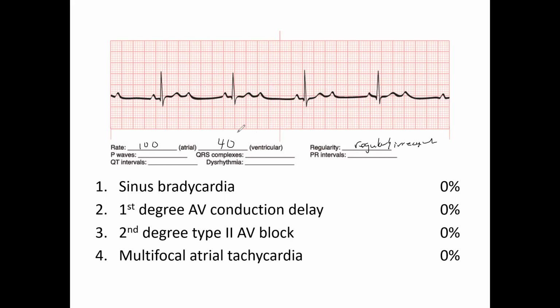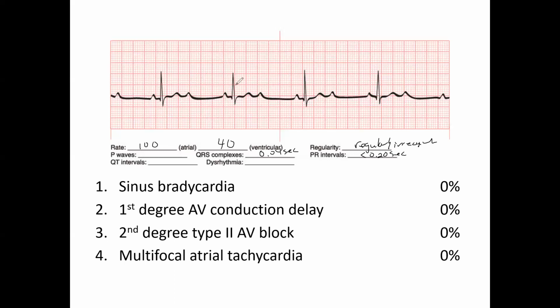Our P waves are abundant, but they appear to be normal in size and shape. Our QRS complex is roughly one small box, so 0.04 seconds in duration. Our PR interval is less than 0.2 seconds.